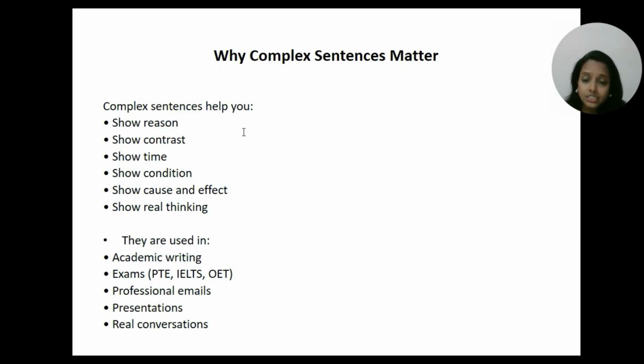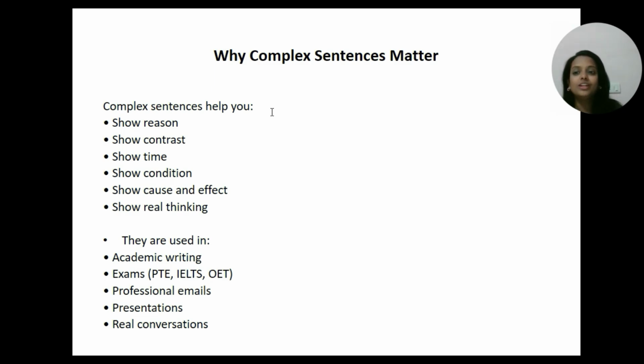Now, listen to this. I did not attend the meeting because I was unwell. Suddenly, the sentence flows, right? The relationship between the ideas is clear. Your English sounds organized and intelligent. That's why complex sentences are everywhere. In academic writing, you can see them in exams like PTE, PTE Core, IELTS, OET, and other types of exams, professional emails, presentations, and of course, real life conversations. So if you avoid complex sentences, then your English stays basic, even if your vocabulary is very good.